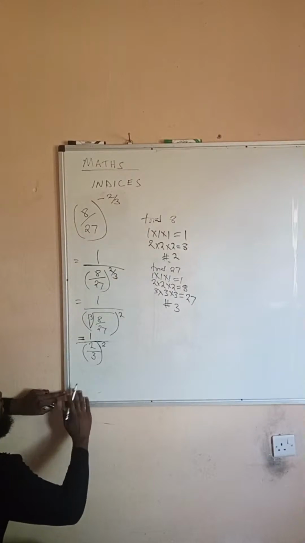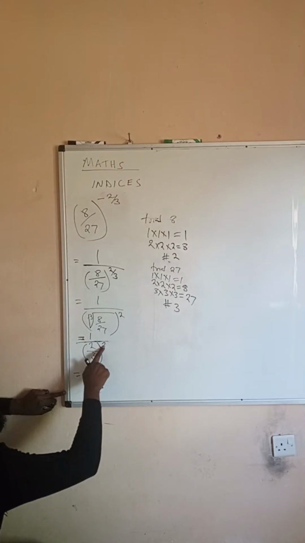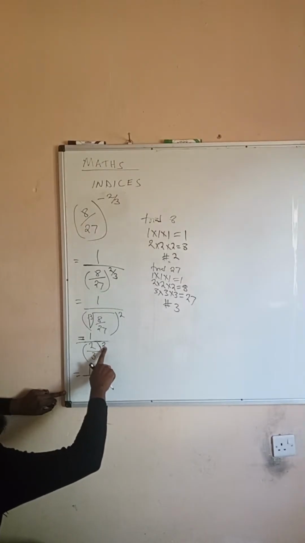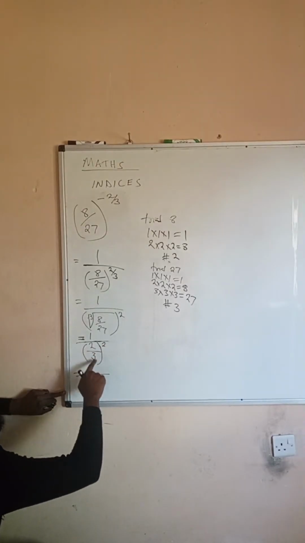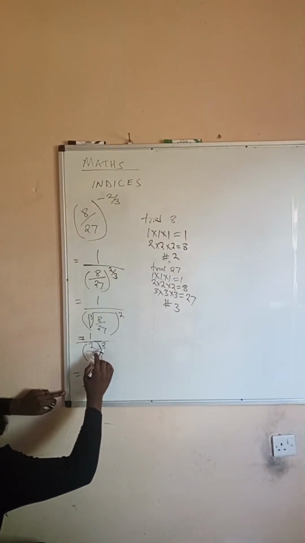So what did I do? I said when there's a power here, this power is given to the numerator and the denominator. So it is 2 to the power 2 over 3 again to the power this same 2.